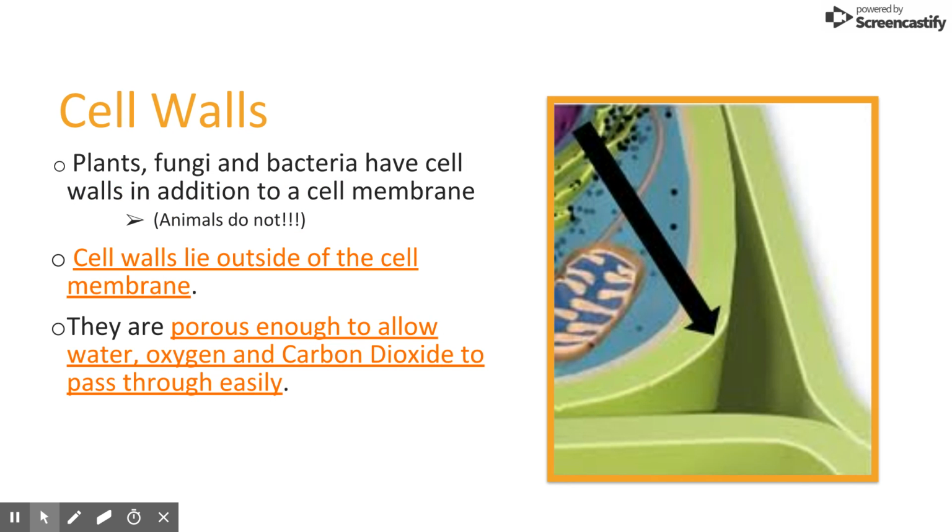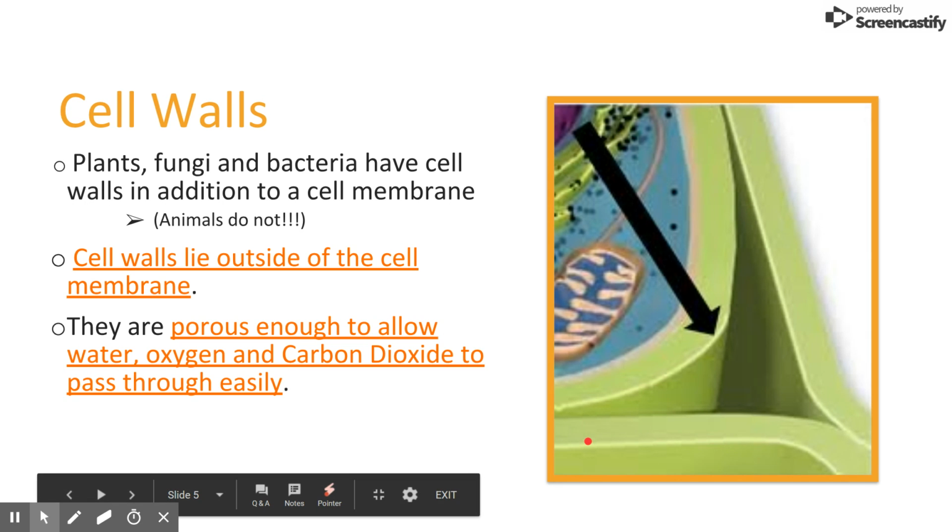Now we move on to cell walls. Cell walls are only found in plants, fungi, and bacteria. Animal cells do not have a cell wall. The cell wall is found outside of the cell membrane. So in this diagram, this very thin, sort of tan brown area would be the cell membrane. And then the cell wall is this thicker green, more rigid part of the structure.